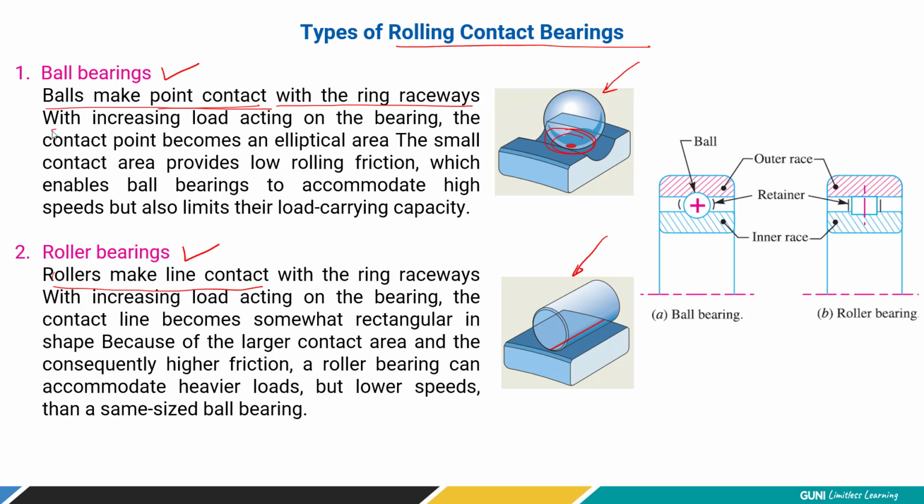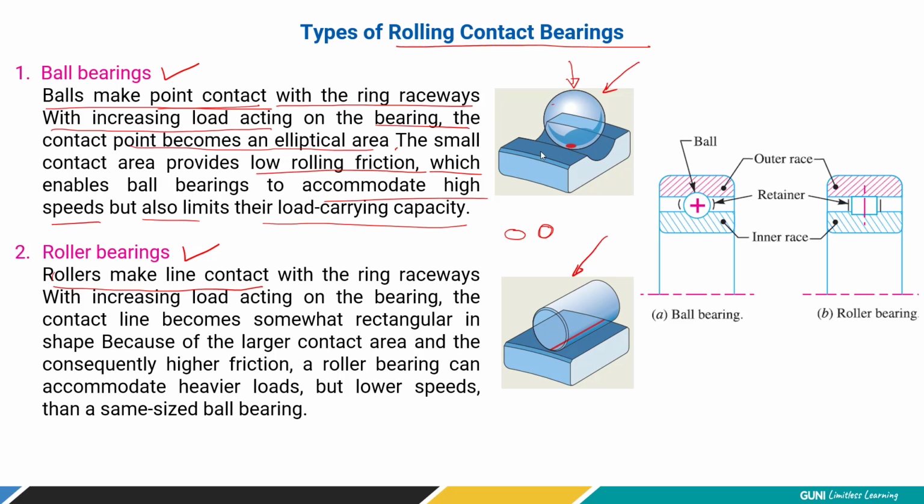With the increasing load acting on the bearing, the contact becomes an elliptical area. Now see what happens. If the load on the ball is increasing, this point contact, instead of a circular point contact, becomes elliptical as the load increases, right? The small contact area provides low rolling friction. This is an advantage, right? It enables ball bearings to accommodate very high speed but also limits their load carrying capacity.